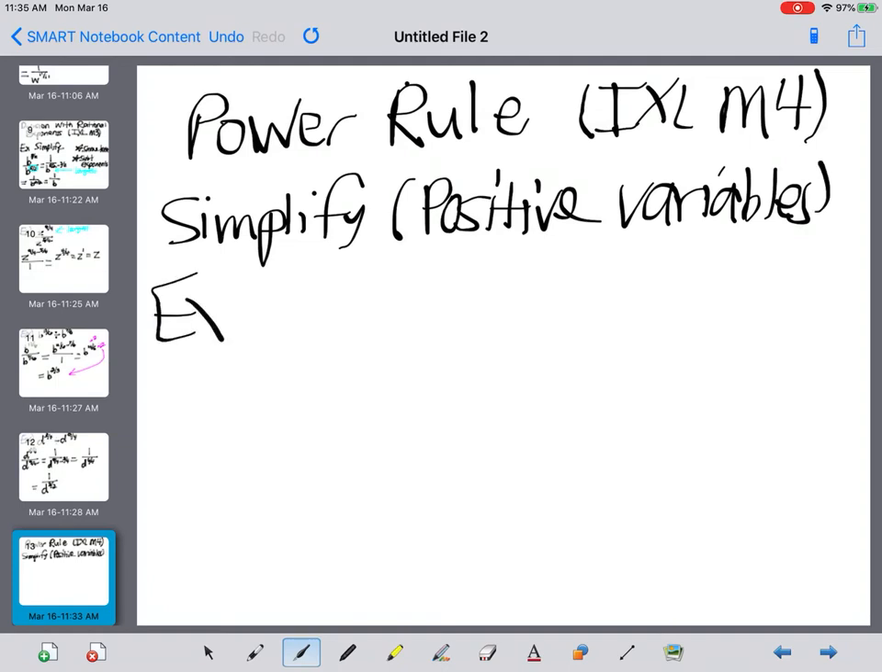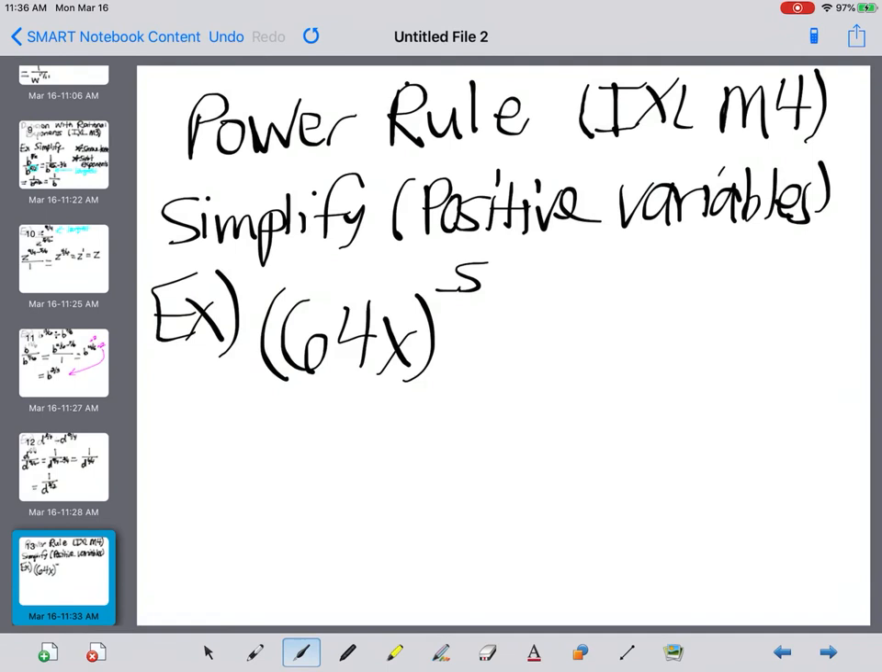So, if I look at an example, we have 64x in parentheses, and we're doing all of that to the negative 5/6. Okay, and I kind of want to make sure that it looks like a negative, so there we go, that looks better. Alright, so 64x to the negative 5/6. So on this one, I have a negative exponent, and I really don't want a negative exponent.